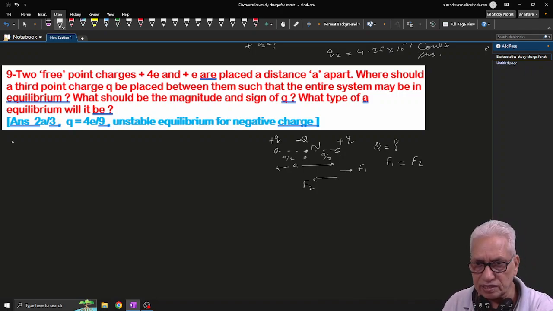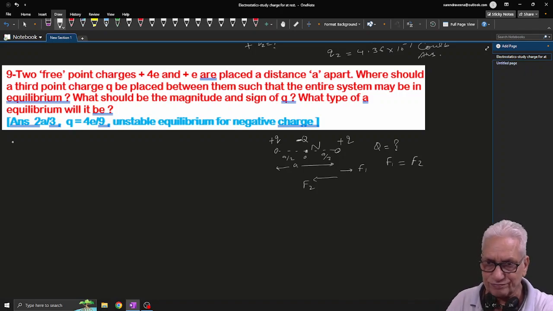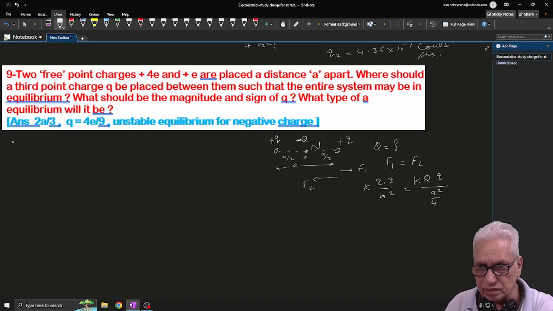Position is already given, it will be at the center. So F1, what is F1? This is the repulsive force, so K q upon a square. F2 between these two opposite charges is K q and q upon a by 2 square, so a square upon 4. Here we are not taking minus q.